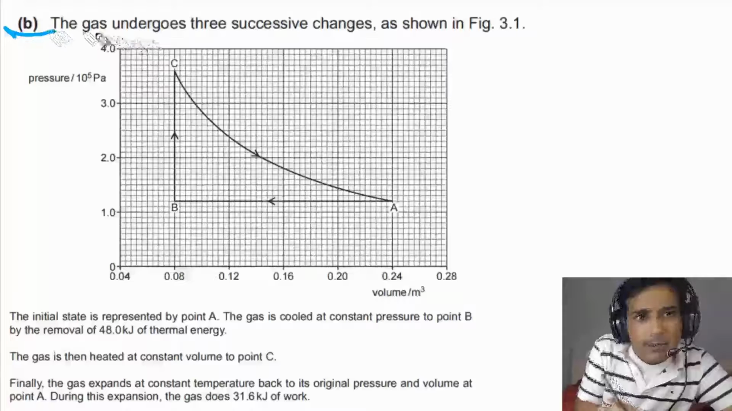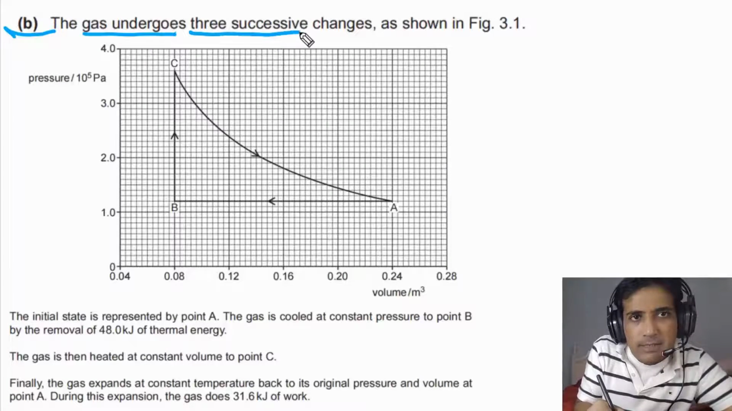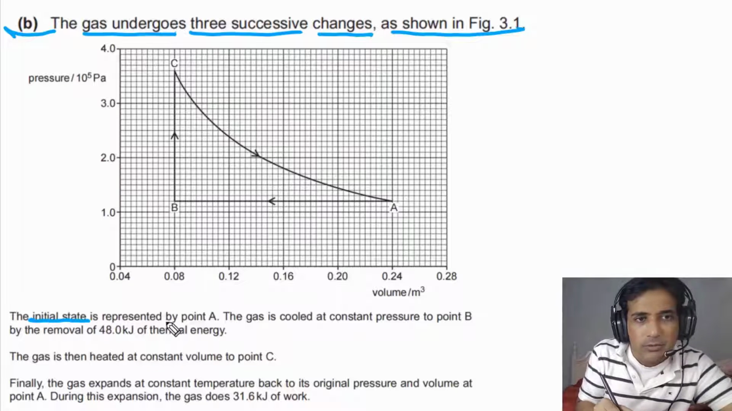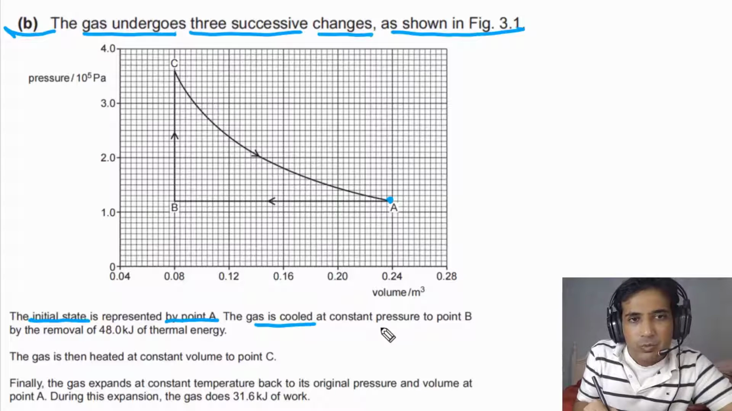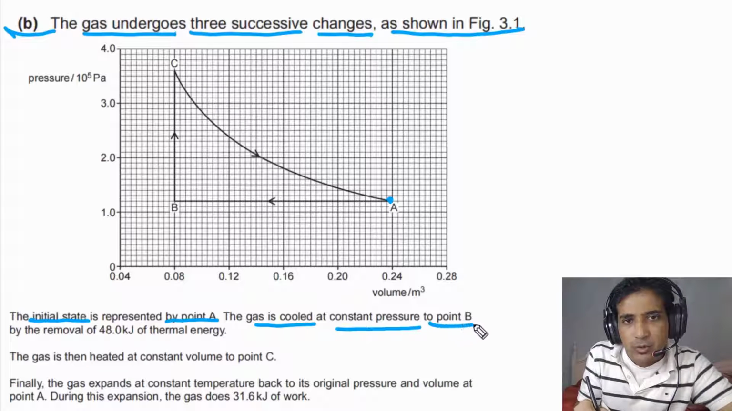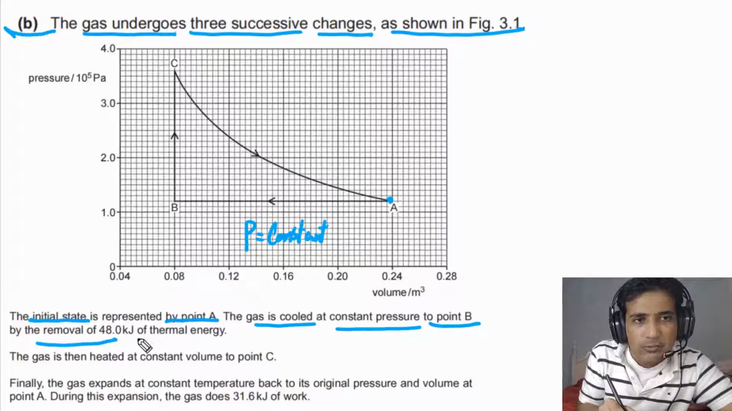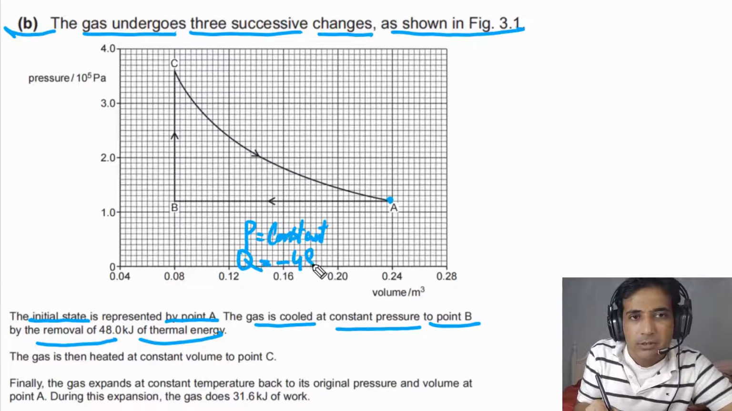For part B, it is given to us the gas undergoes 3 successive changes as shown in figure 3.1. The initial state is represented by point A. So this one is the initial state. The gas is cooled at constant pressure to point B. Means P here is constant. So simply we can write down for A to B, P is constant by removal of 48.0 kilojoules of thermal energy. So in this case, thermal energy is released, so means it's negative. So we can say this is negative 48.0 kilojoules.